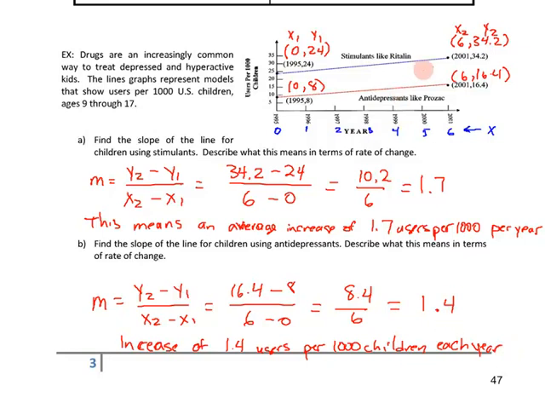Notice they're not parallel. Even though you look at the picture here, they look fairly close, going in the same direction. You have Ritalin increasing at a faster rate than the antidepressants are. The stimulants are increasing in usage faster, which means the two lines aren't parallel. Now, when would lines be parallel? They would be parallel if the slope was exactly the same. So let's talk a little bit more about parallel lines and also perpendicular lines.